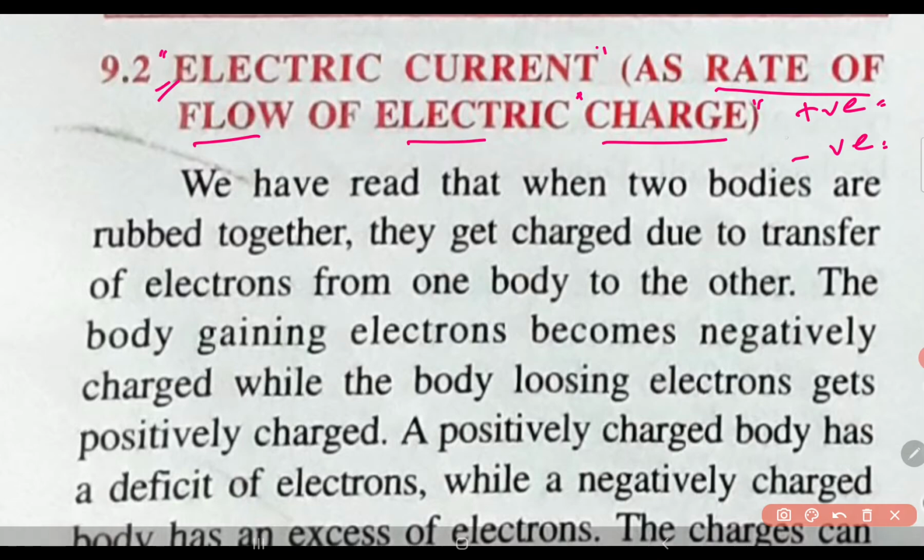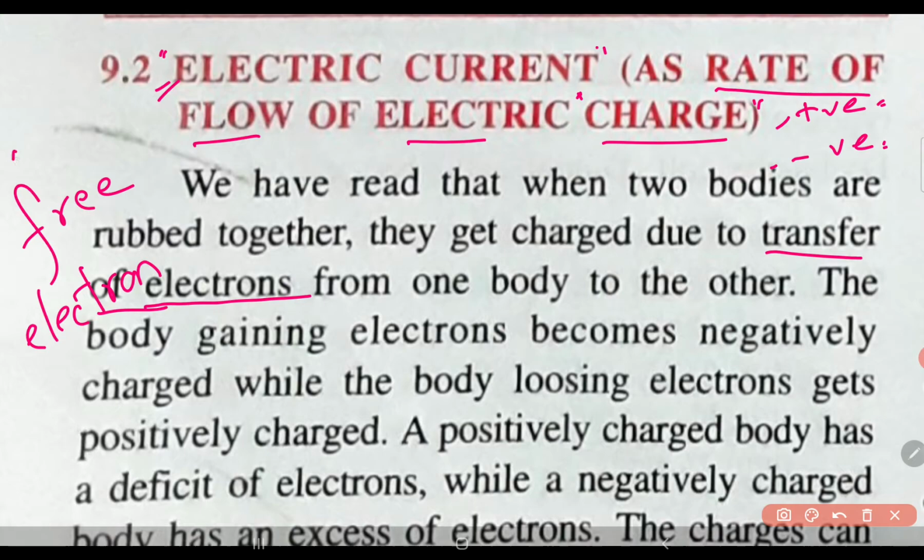So how does this positive or negative charge come? When does a body become positively charged or negatively charged? Let us try to understand. We have read that when two bodies are rubbed together, because of friction, heat, etc., they get charged due to the transfer of electrons from one body to another body. These electrons which get transferred from one object to another are actually known as free electrons.